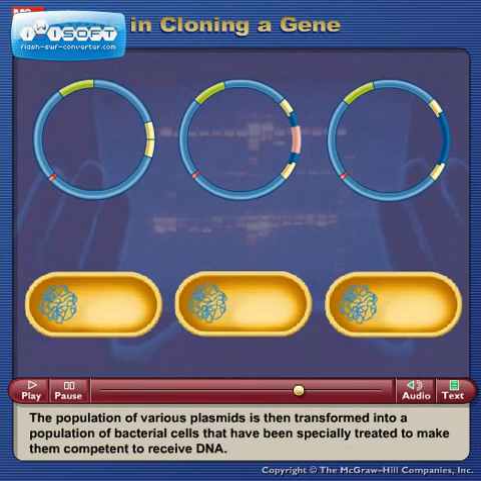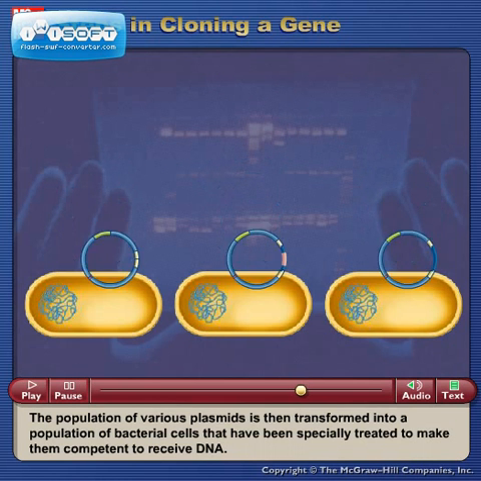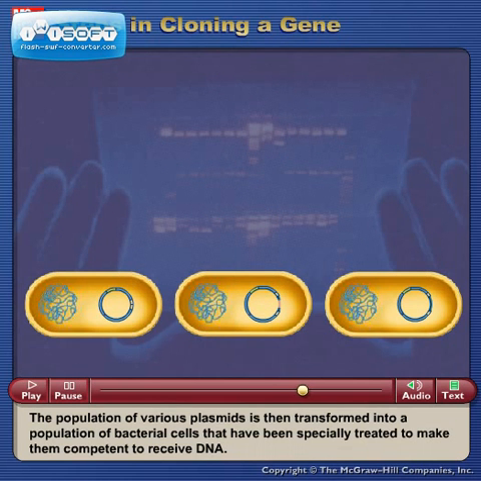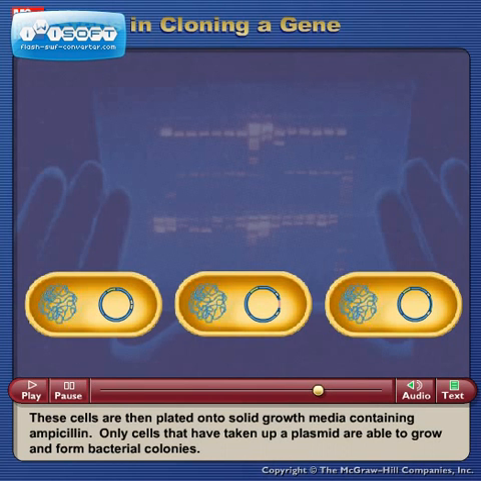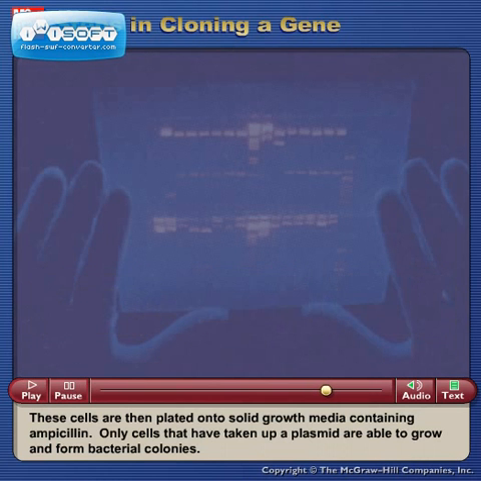The population of various plasmids is then transformed into a population of bacterial cells that have been specially treated to make them competent to receive DNA. This generates a population of transformed bacterial cells which contain cloning vector plasmids with or without human DNA inserts. These cells are then plated onto solid growth media containing ampicillin. Only cells that have taken up a plasmid are able to grow and form bacterial colonies.